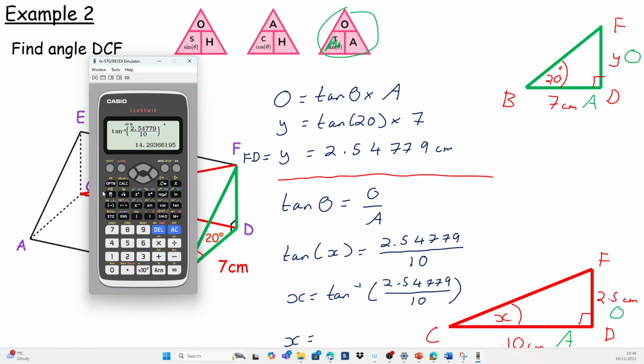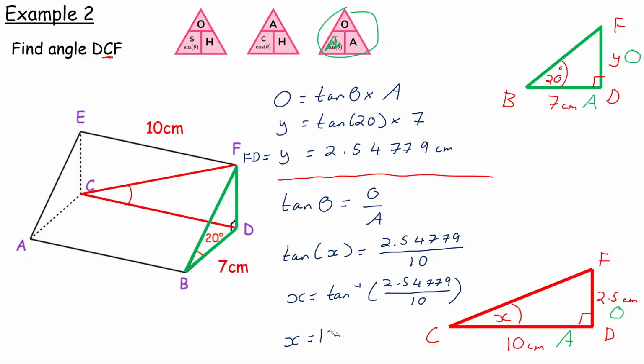Close the bracket and I get an angle of 14.3. So 14.3 centimeters, and that is to 1 decimal place. So this angle X, which is angle DCF, which I've just labeled X, is 14.3 centimeters. Okay, so that is my answer. So this question was a case of using trigonometry twice to get to what I needed, but all good.